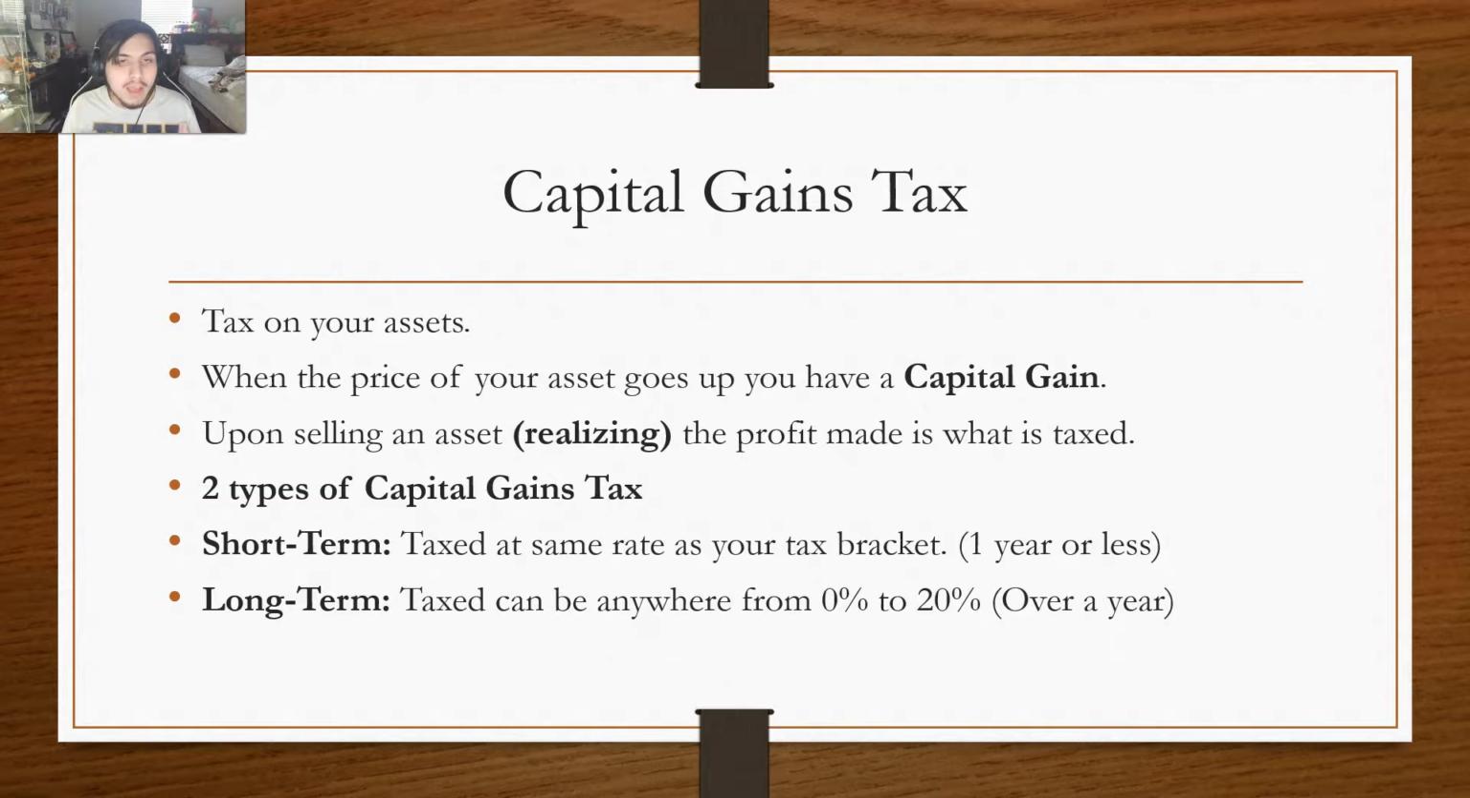If you have a long-term asset, you will be paying a tax anywhere from 0 to 20%. A long-term asset is considered anything that is over a year. So if you hold a stock or some bonds for over a year, they now become a long-term capital gain.